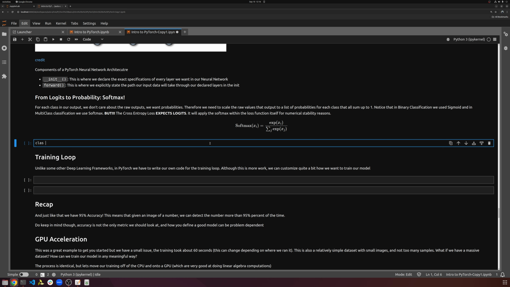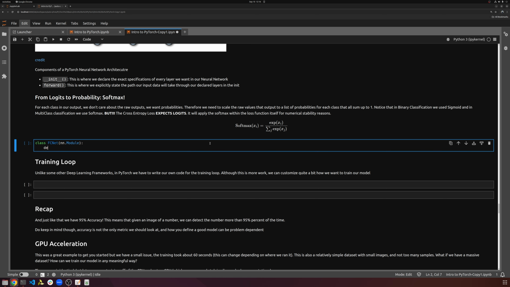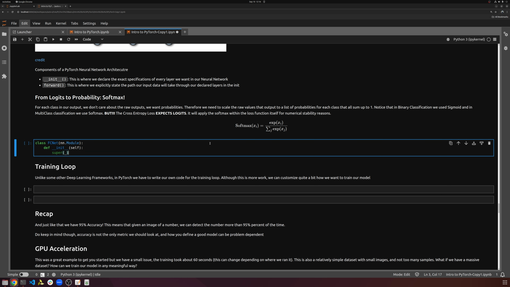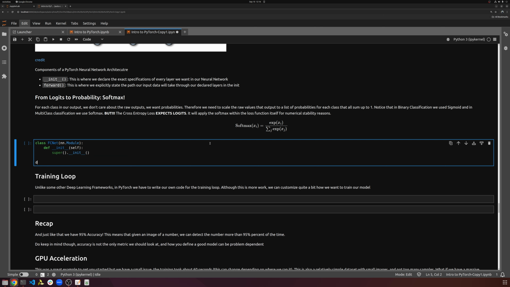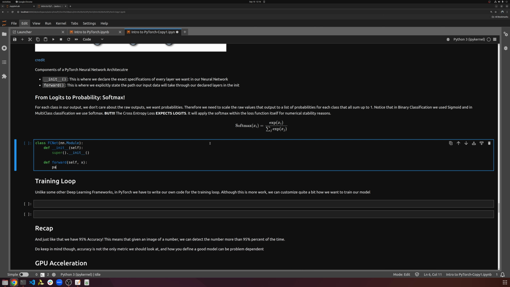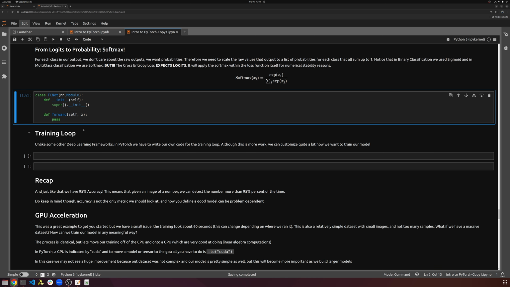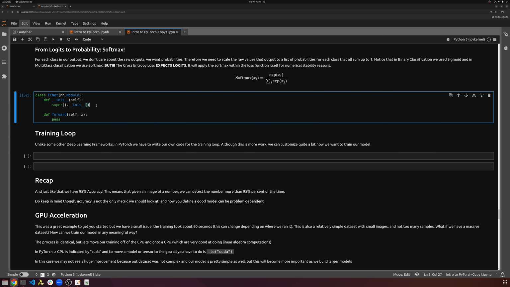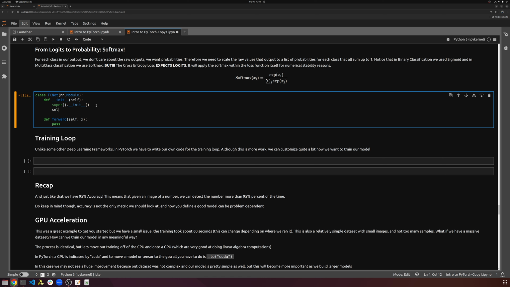We're going to do class FCNet, nn.Module, and we're going to do def __init__(self), just like before, super().__init__(), just like before, and then we're going to have def forward(self, x). We're going to do this for now. And so question number 1, we're going to do a linear layer here: self.fc1 is equal to nn.Linear.